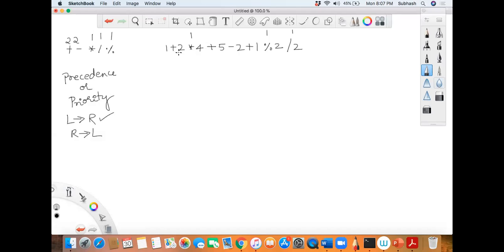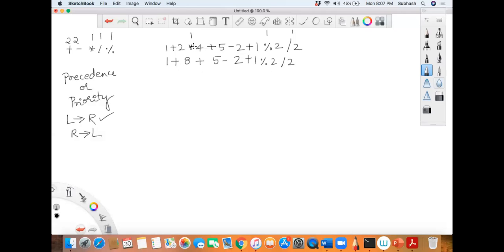What I'm saying is that star, modulo, and division all have the same priority. So out of these, which one should I evaluate first? Whichever comes first from left to right, right? Multiplication is coming first, so I will evaluate it. 2 fours are 8, so 1 plus 8, and the remaining I will keep as it is: minus 2 plus 1 modulo 2 divided by 2.